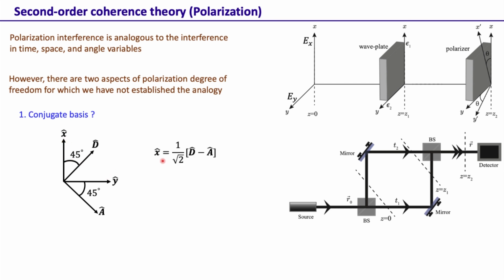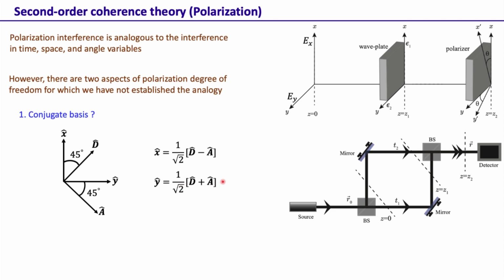If you do that, we see that the x basis can be written in terms of diagonal and anti-diagonal as 1/√2 (D minus A). Similarly, y can be written as 1/√2 (D plus A). So this diagonal and anti-diagonal basis can be seen as the conjugate basis to xy. This is of course not in the regular Fourier manner, but the diagonal, anti-diagonal basis is also a complete basis in two-dimensional space. xy is also a complete basis in two-dimensional space, and xy and DA can be seen as conjugate to each other.